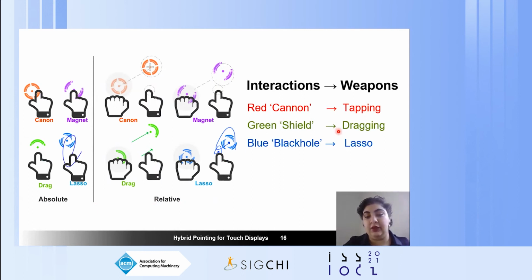The second, the green shield, represents a dragging motion. Again, it can be used in absolute and relative, and the idea is that for the oncoming enemy, you would drag to block the enemy from getting to the Earth. Finally, the blue tool, again, available in absolute, where you can just tap and circle, or relative, where you put one hand down, more than 3 fingers, one hand outside the dead zone, and then circle, creating a lasso tool or a black hole for capturing enemies and defeating them.